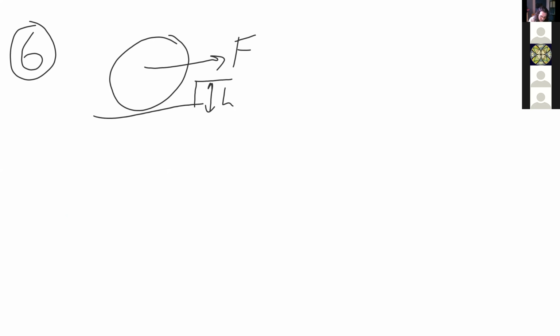So the first thing I would do is say, okay, that means I'm going to have some weight downward. So I've at least got two forces on the wheel: the applied force to the right, and the weight downward. So far, so good. Nothing crazy going on. Now, while the wheel is rolling along the ground, there'd be a normal force upward, and there'd be a force of friction.